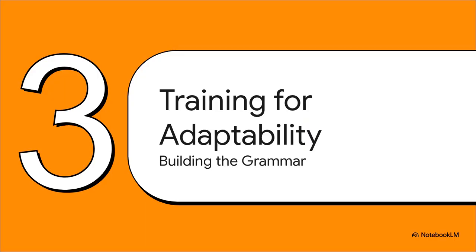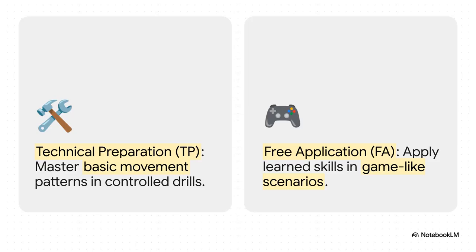So, the million-dollar question. How do you actually train for this? How do you build not just the letters of the movement alphabet, but the actual grammar that lets you create your own sentences on the fly? The training bounces back and forth between two modes. First, you have technical preparation, or TP.